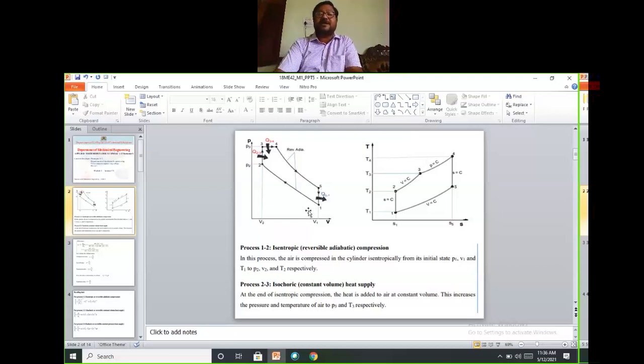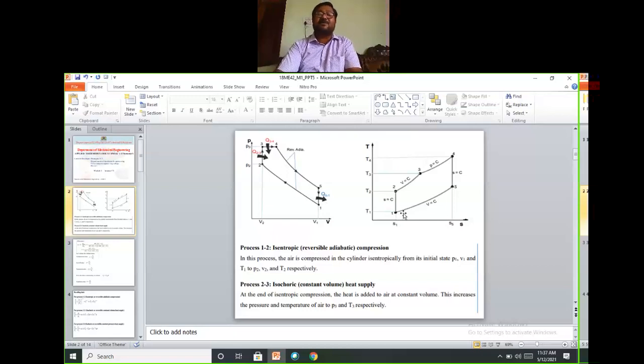In this cycle, you can observe two heat addition processes and one heat rejection process. Combining both the Otto cycle and the diesel cycle, it becomes the dual cycle. You see, 2 to 3 is constant volume and 3 to 4 is constant pressure heat addition. Part of the heat is added at constant volume, part of the heat is added at constant pressure, but there is only one heat rejection.